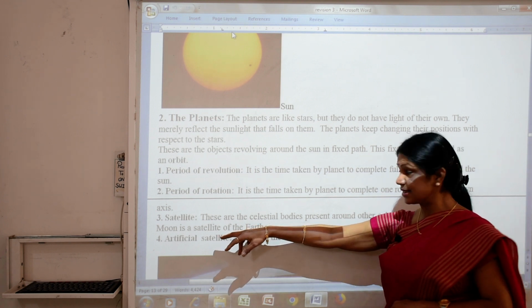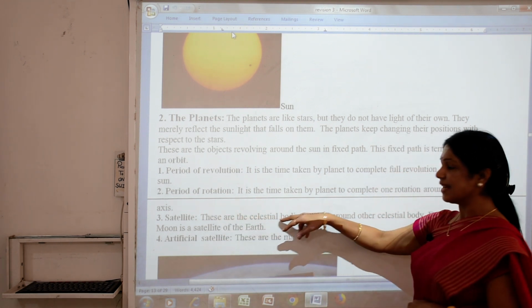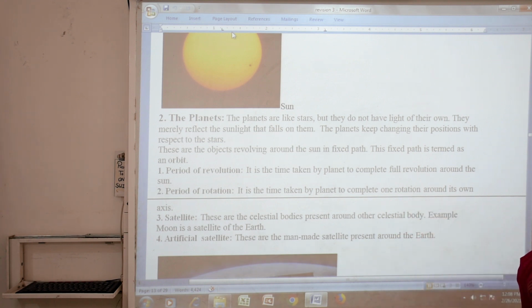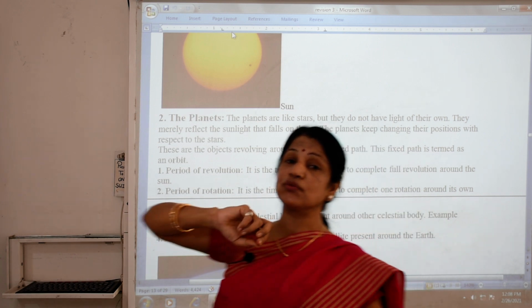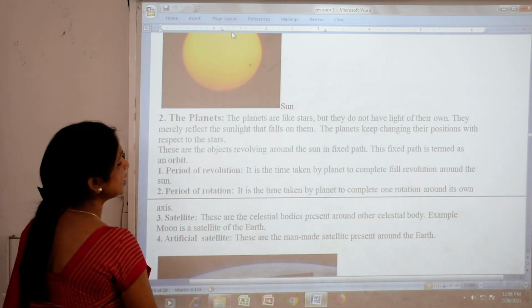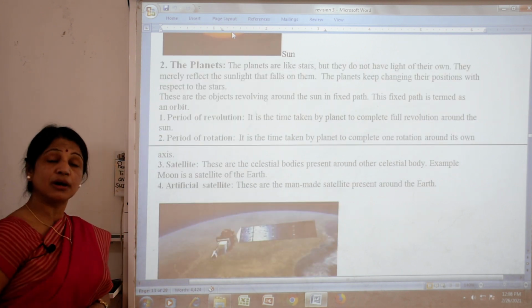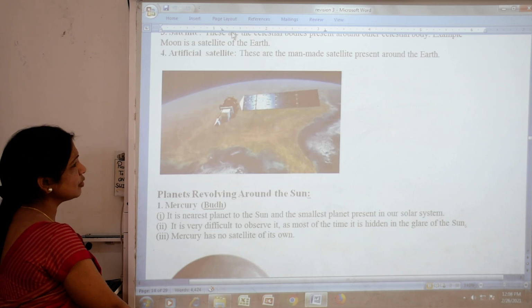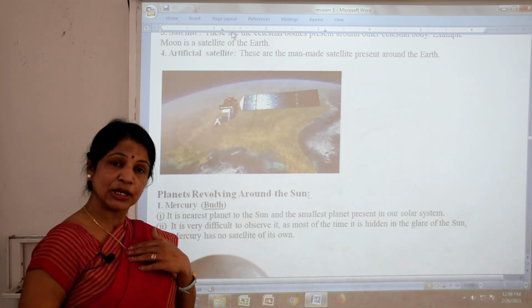Satellite. What is a satellite? These are celestial bodies present around another celestial body. Example, the moon is a satellite of the earth. Now next we talk about the artificial satellite. These are man-made satellites present around the earth, called artificial satellites. Why is it artificial? Because it is made by us, human beings.